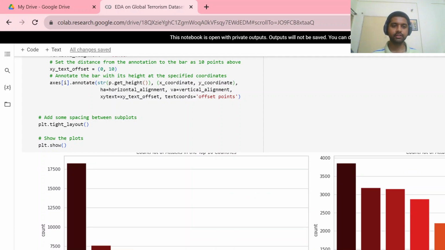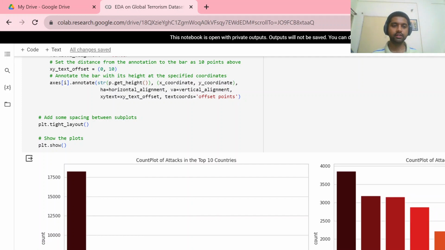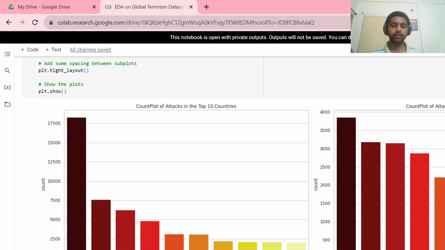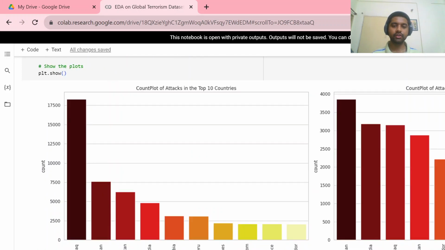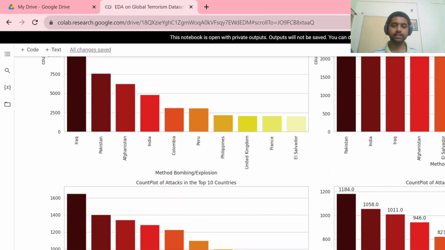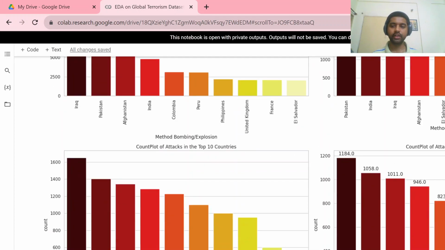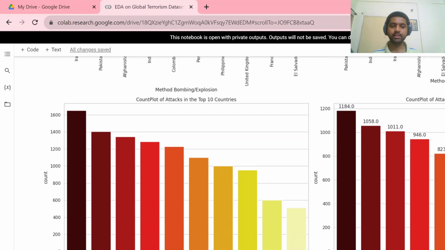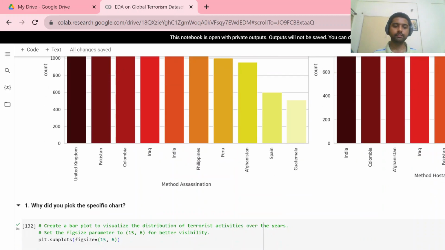Here we can see, for example, in the count plot for bombing and explosion, Iraq is at the highest. For armed assaults, Pakistan is at the top, for assassination, the United Kingdom is at the top, and for hostage taking, India is at the top.